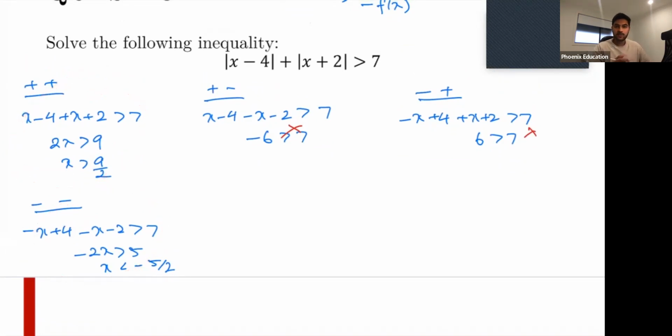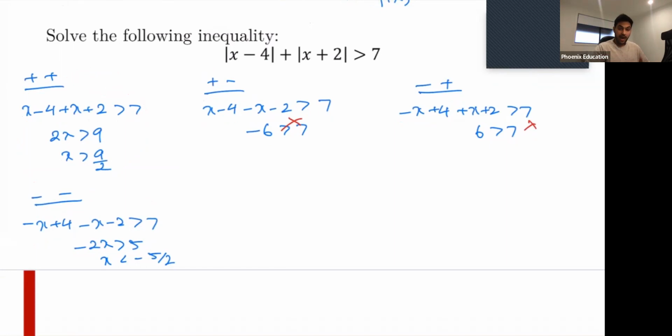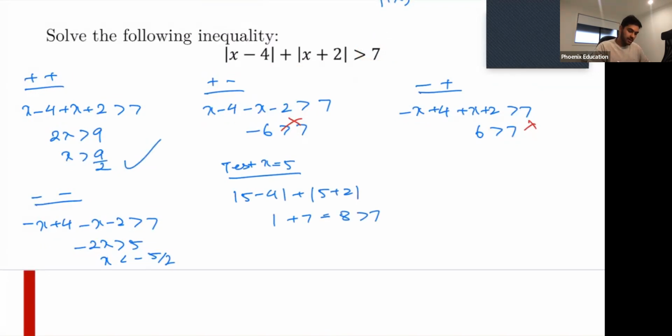So what we now need to do is we need to actually check these solutions. So this is saying, okay, x needs to be greater than 4.5. So what we can do is we can take a value greater than 4.5. So let's say 5, and we can plug it in to see if, in fact, plugging in 5 gives us a result that's greater than 7. Okay, so let's quickly test that. So test x is equal to 5. We have 5 minus 4 plus 5 plus 2. This is 1 plus 7, which is 8, and this is greater than 7. So we know that this solution works.